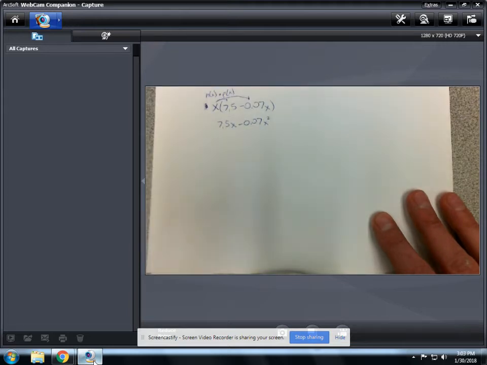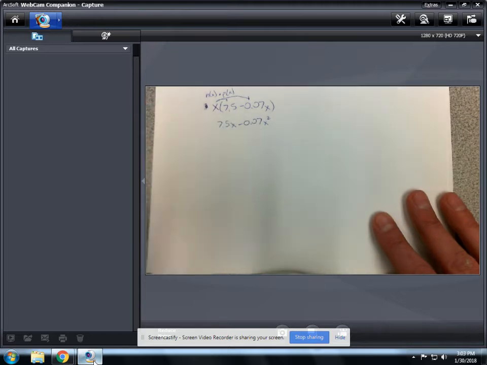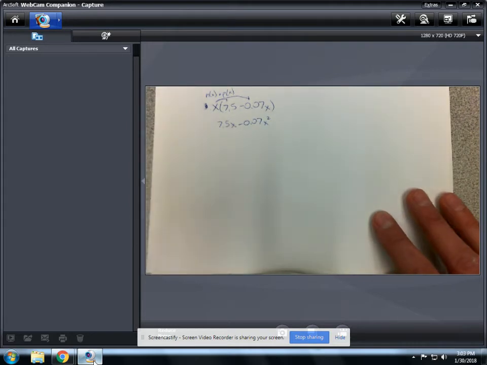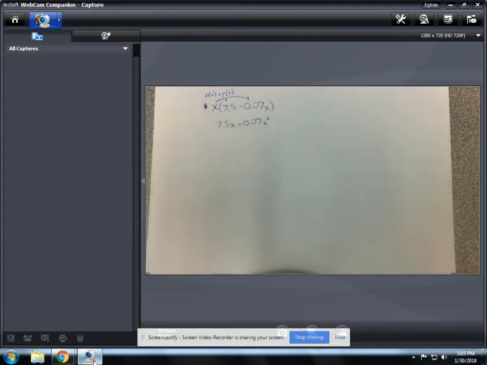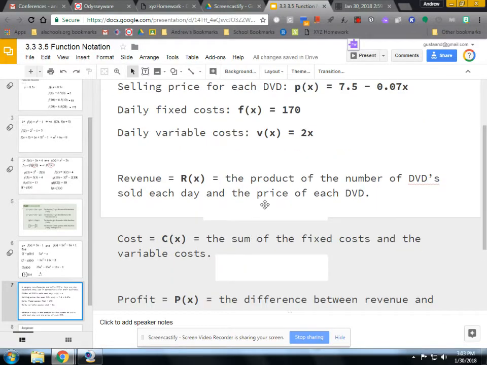And that'd be it. That'd be my new function. By multiplying those together, I have a new function. Technically, properly, you should put the x squared first because it's in descending order. So it should be negative 0.07x squared plus 7.5x. However, not a big deal. Really, it's not worth worrying about.